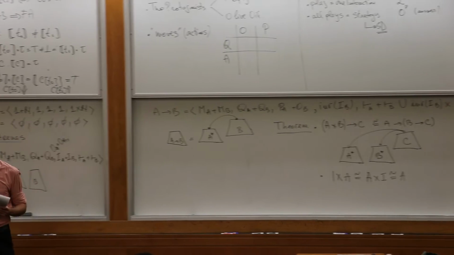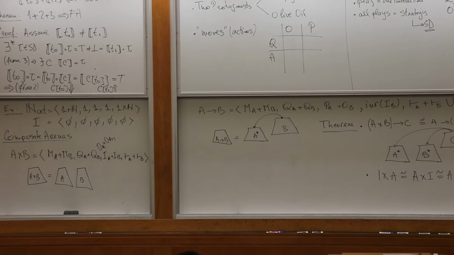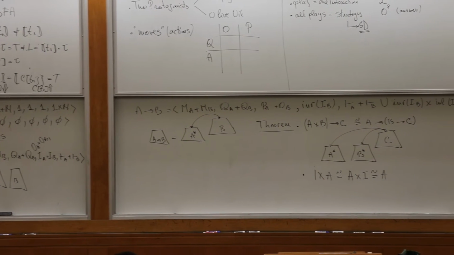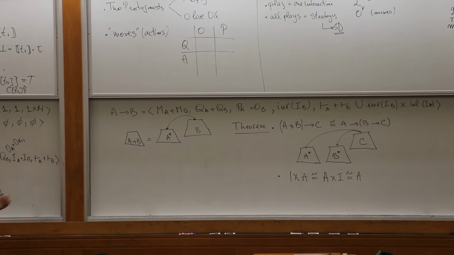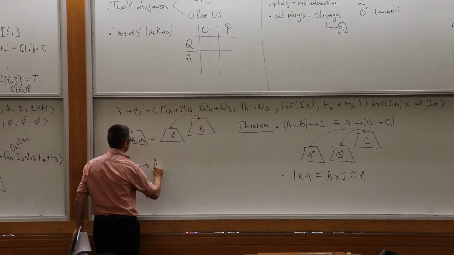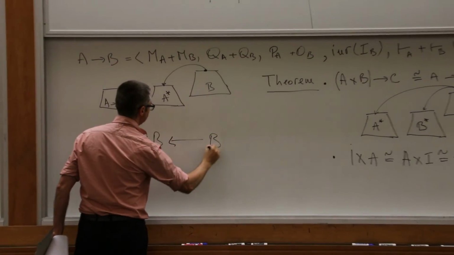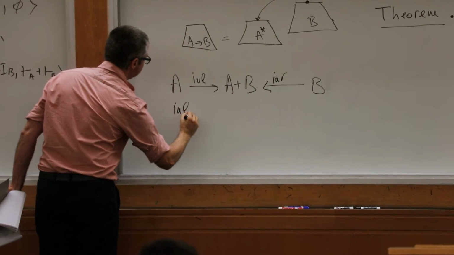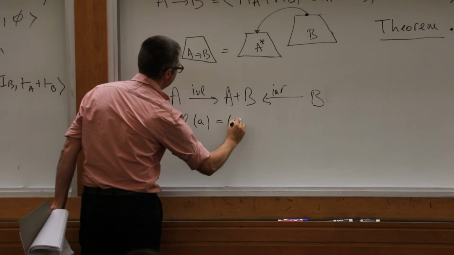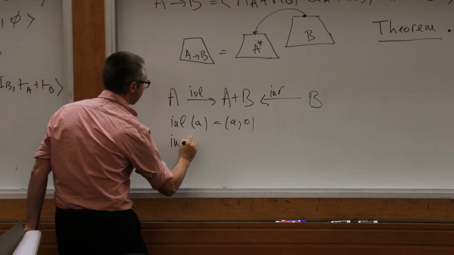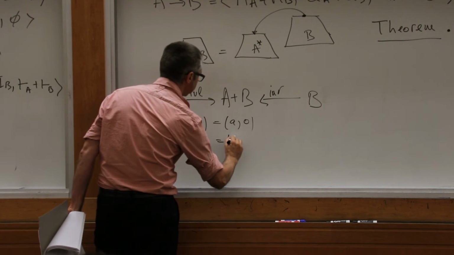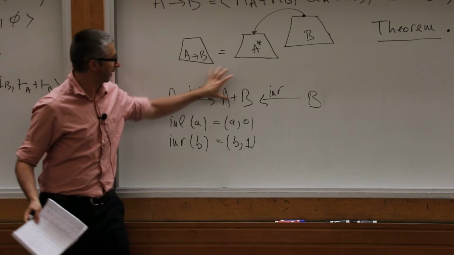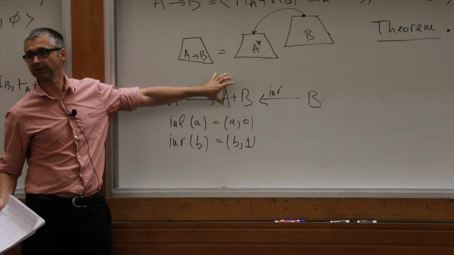What is the inl, inr before the parenthesis for A and B? In left and in right. So if I have A into A plus B, and B, in left, in right. So you can say something like inl of A is A0, inr of B equals B1. So I'm putting some tags on the moves of A and B, so then I can safely take the disjoint union of the two. Okay?